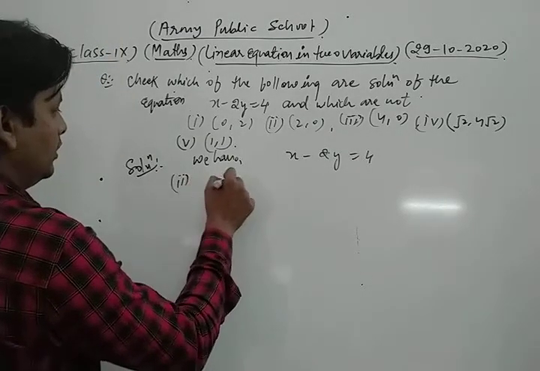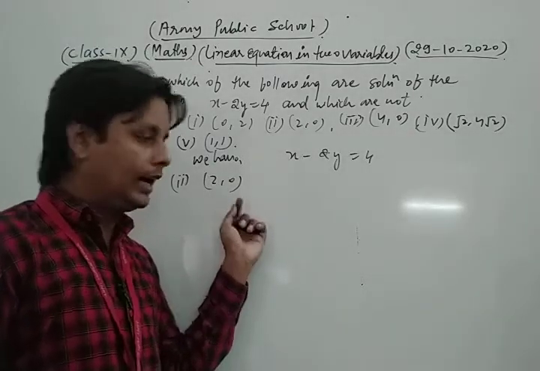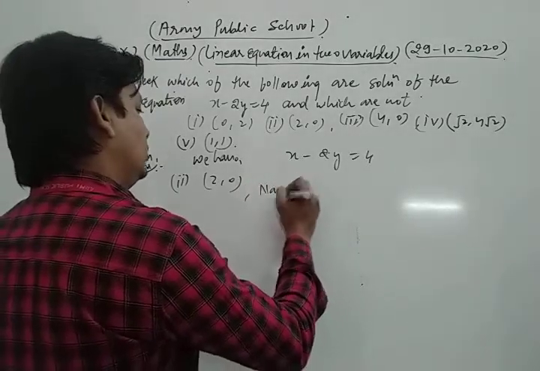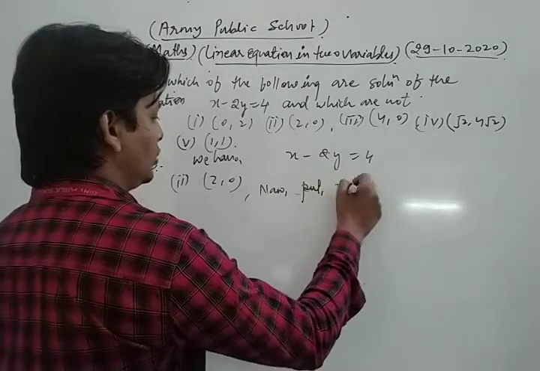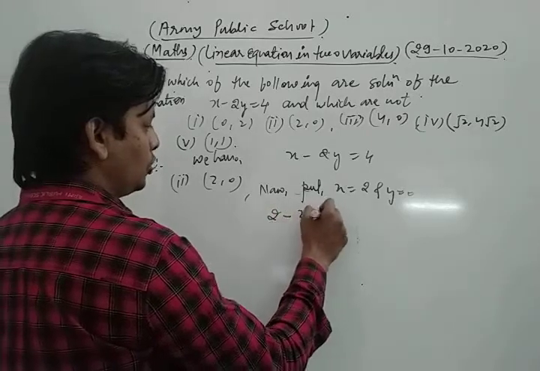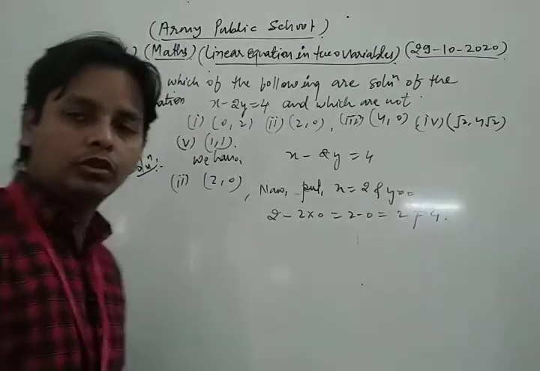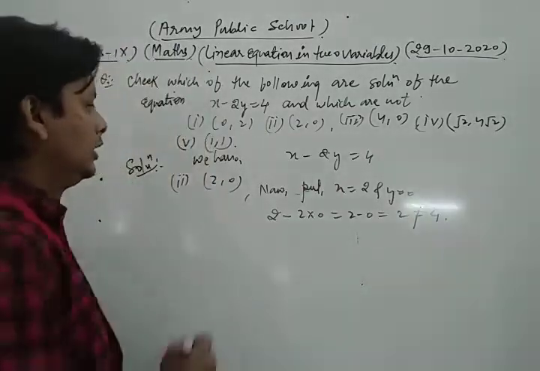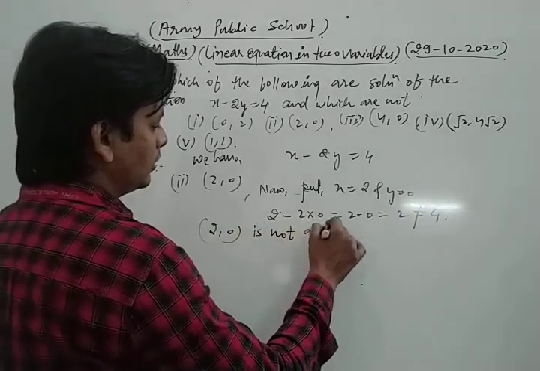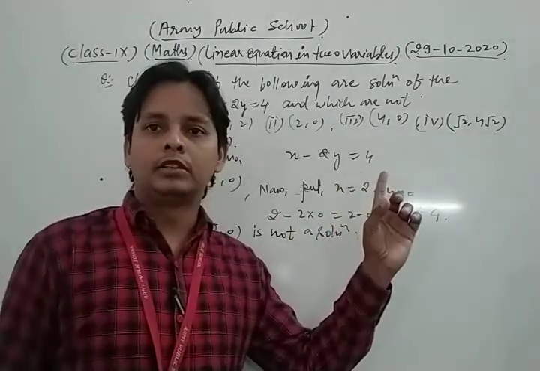Second is what? 2, 0. Okay. So here we put x is equal to 2 and y is equal to 0. So we get what? Look, 2 minus 2 into 0, that is 2 minus 0, that is 2, which is also not equal to 4. Thus, in this way, we can say that 2, 0 is not a solution of the given linear equation in two variables.